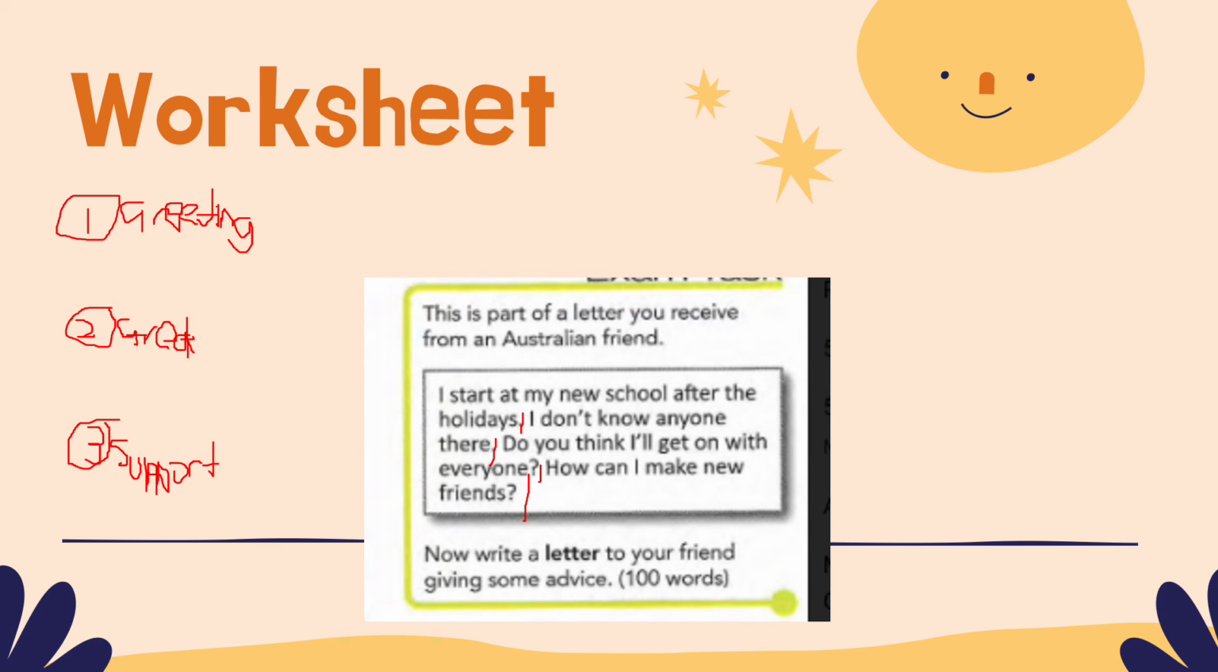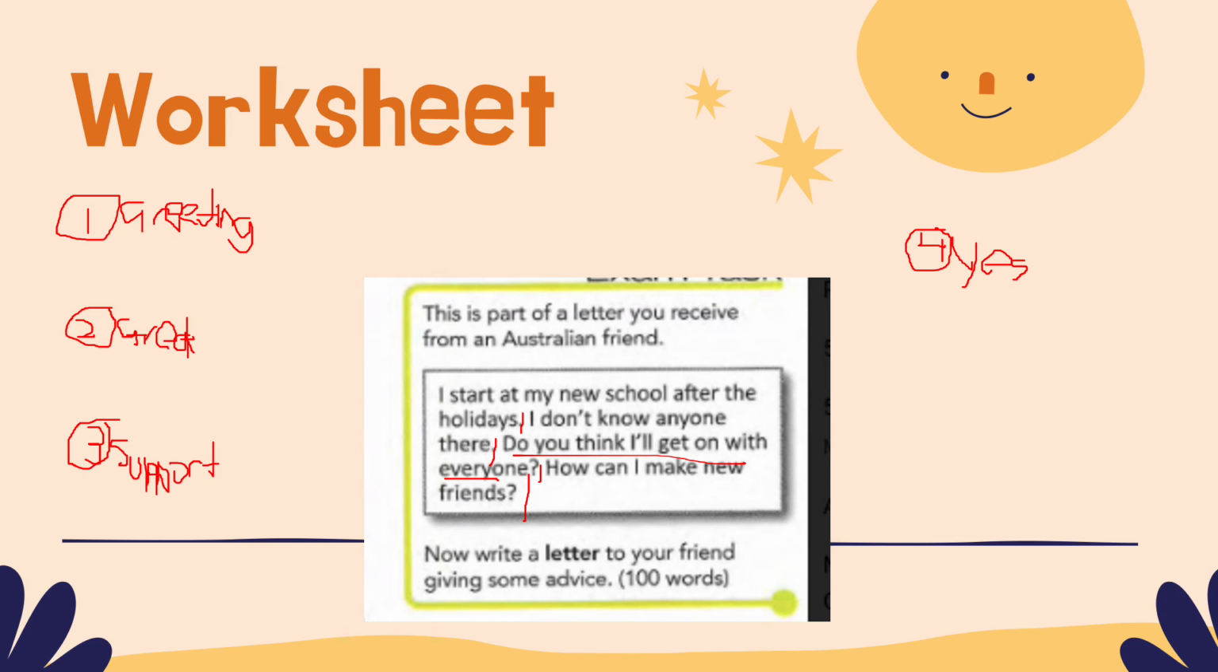And then, do you think I'll get on with everyone? You can say that definitely, you are going to get on with everyone due to your personality, your bubbly personality. Bubbly personality means you are very good at socializing, and also you have the law of attraction, where everyone is at ease when you're around them. Then you definitely say yes, and you comfort him or her.